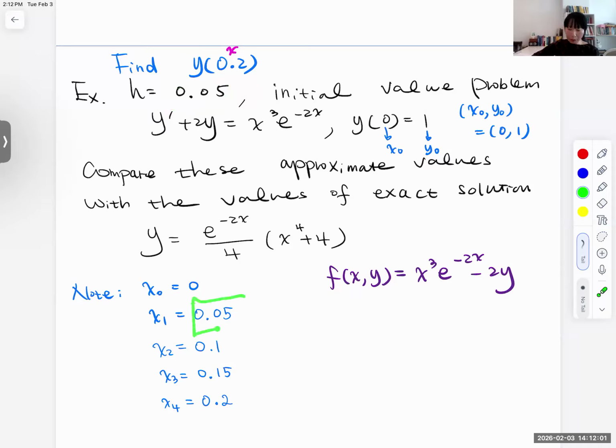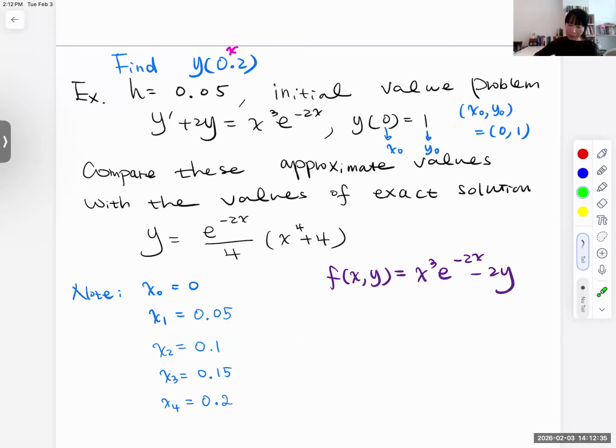So with 0.05, at the beginning we start at 0, and x of 1 equals 0.05. We add 0.05, we get 0.1. We add 0.05, 0.15. We add 0.05, which is 0.2. So x equal to 0.2, then we can start. So we have 1, 2, 3, 4, 5 steps. All right, so let's do that.